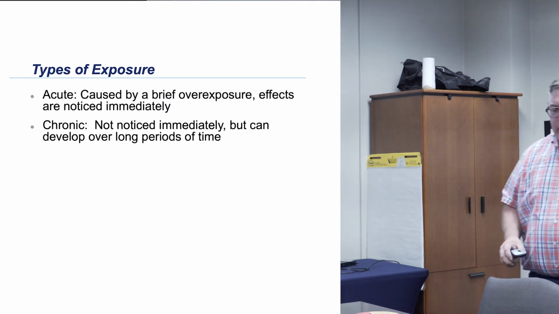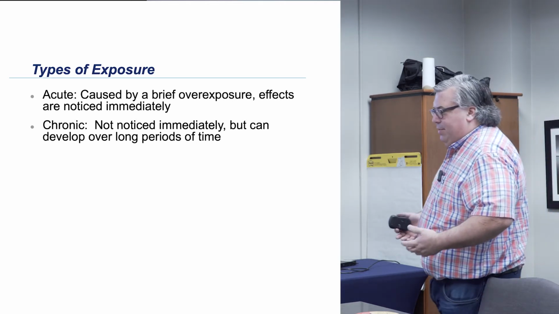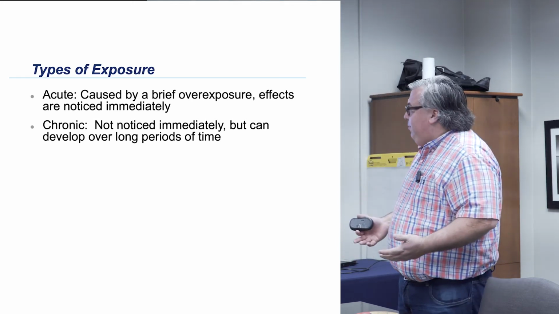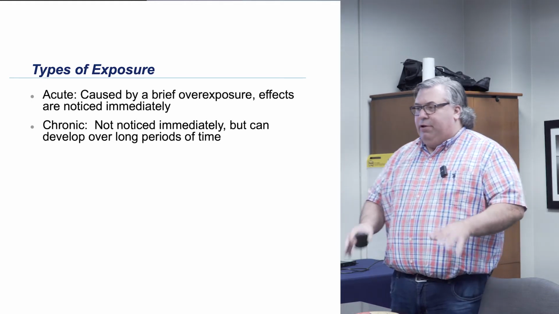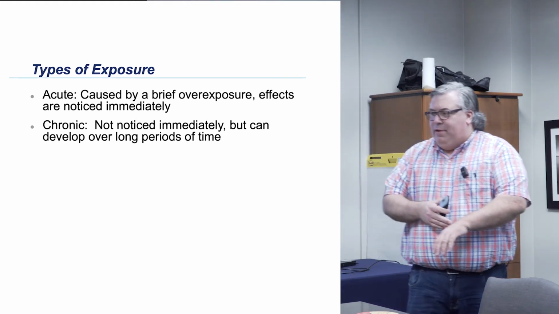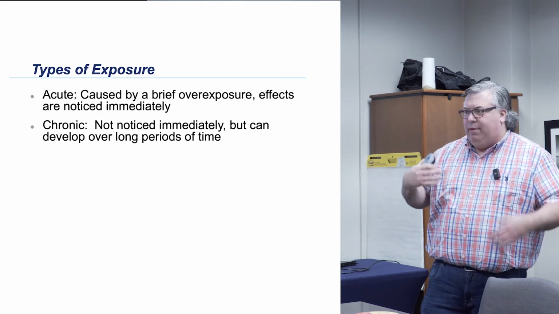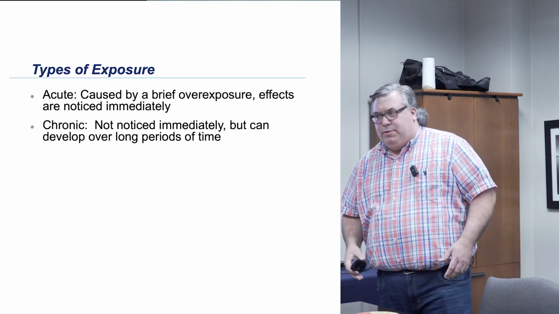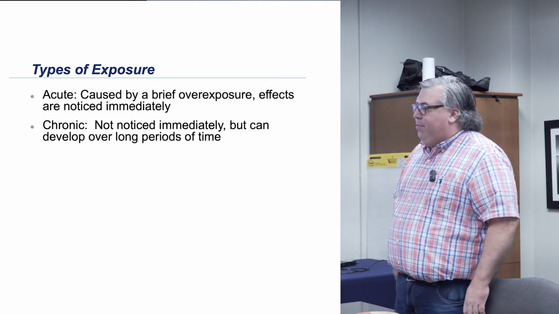Types of exposure. There's two types of exposure that you need to know about. We talked about this a little bit earlier, but there's an acute exposure. So this is caused by a brief overexposure, and you notice it right away. I got something on my hand, it burned. I breathed something in, I'm coughing, something's not right. That's an acute exposure. You know it, it's bad, you feel it right away.